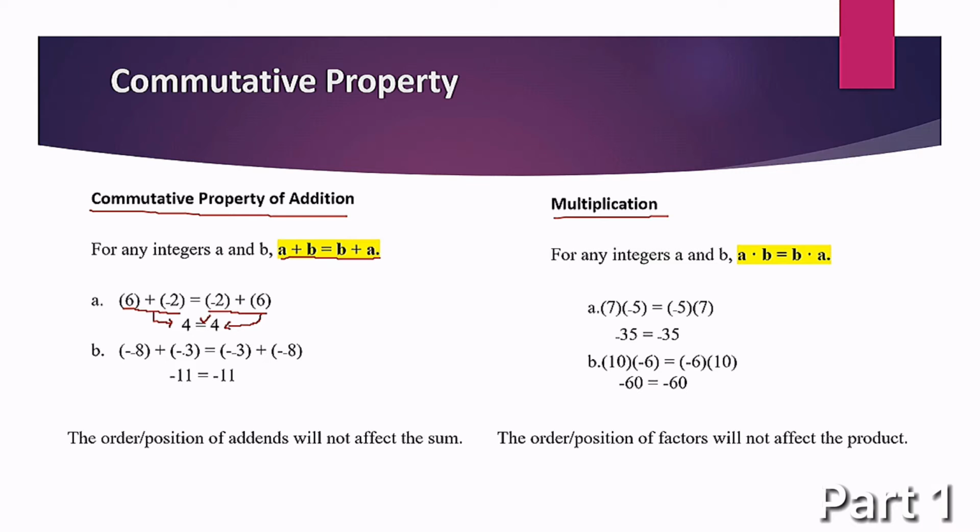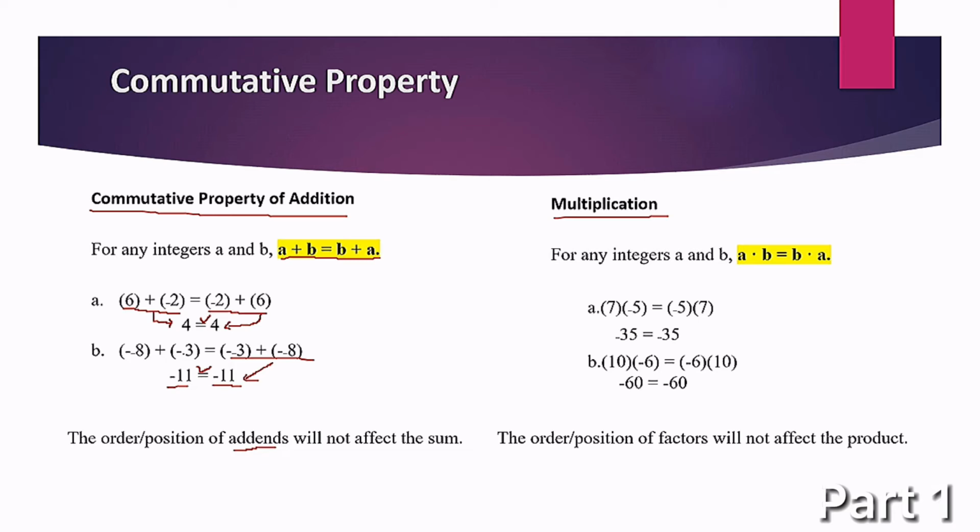Next, negative 8 plus negative 3 is equal to negative 3 plus negative 8. So, applying the rules in addition of integers, we have negative 8 plus negative 3 is negative 11. Negative 3 plus negative 8 is also negative 11. So, the sums are not affected. They are the same or equal. So, the position of addends, yung dalawang numbers na ina-add mo, will not affect the sum. So, ibig sabihin, changing the order of the addends in addition does not change the sum.